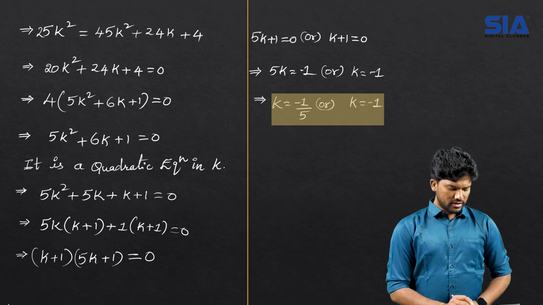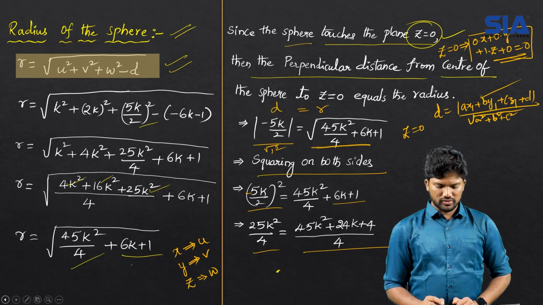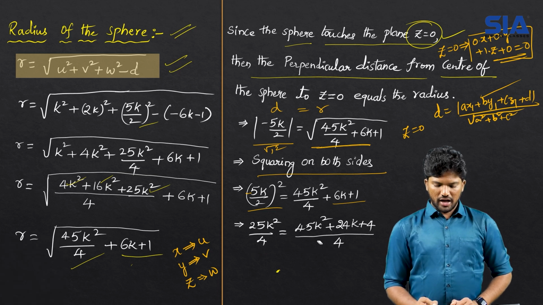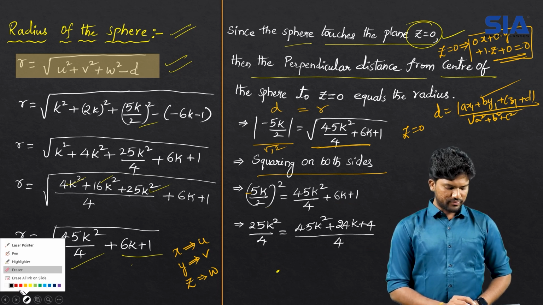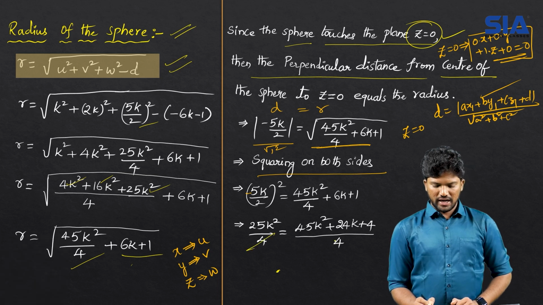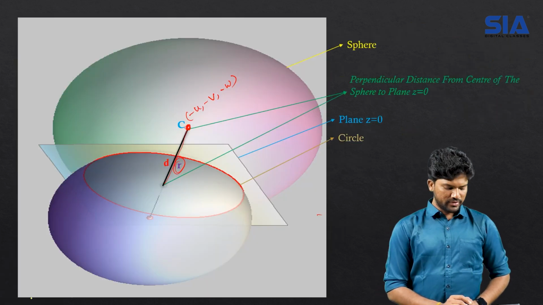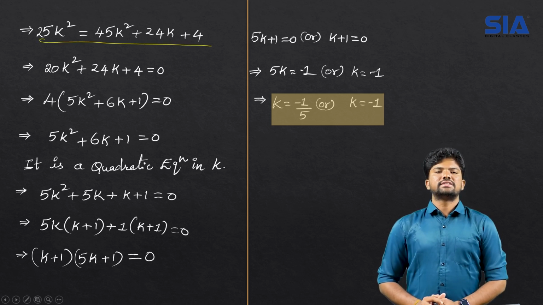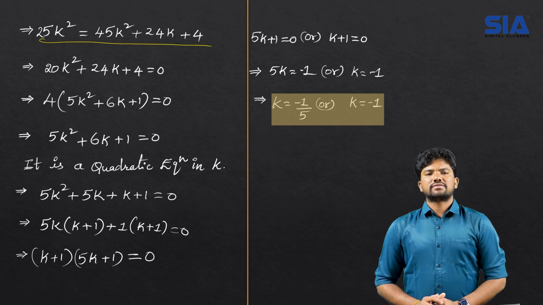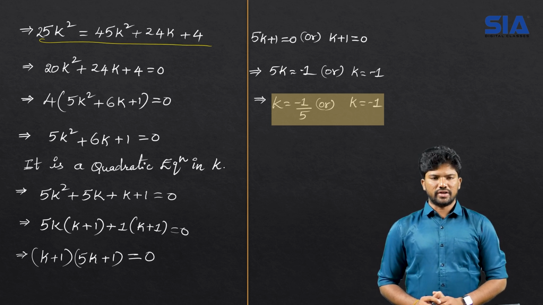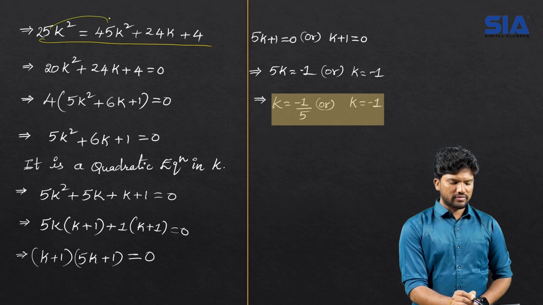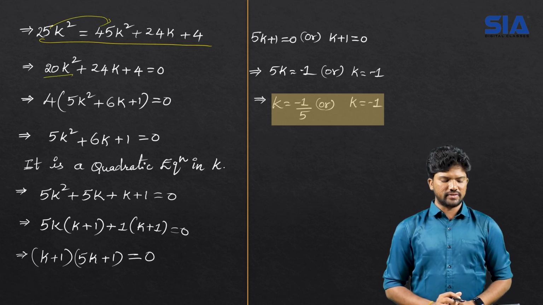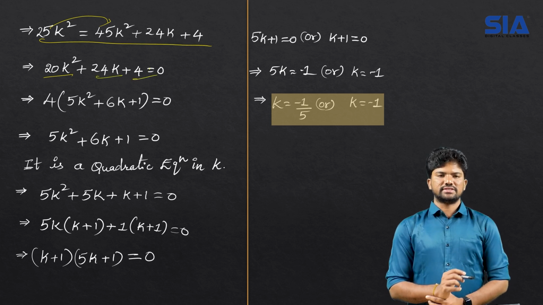Now, from the last slide 25k square by 4, and from this slide, if you observe carefully, on both sides the 4 value will get cancelled. Then in continuation you can see 25k square is equal to 45k square plus 24k plus 4. Take this 25k square value to the RHS: 45 minus 25, you will get 20k square plus 24k plus 4 is equal to 0.